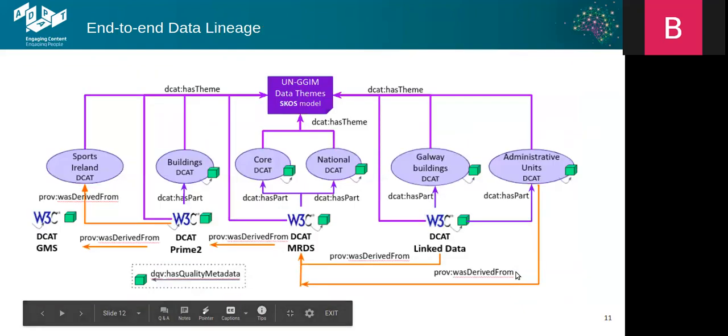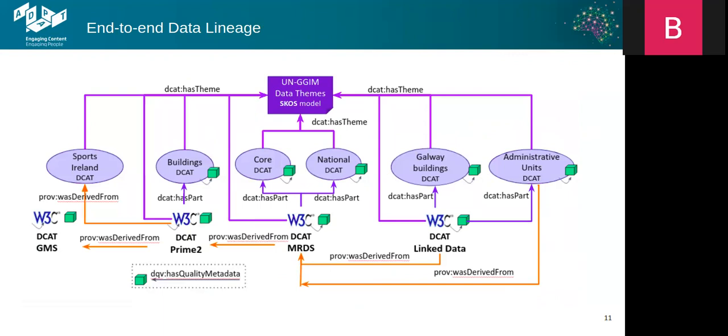And this model allows us to match end-to-end data lineage. The OSI business data lineage view of the data pipeline model defines a structure to describe the datasets, such as GMS, Prime2, MRDS, and linked data, and subdatasets such as buildings, core or national MRDS or Galway buildings data.